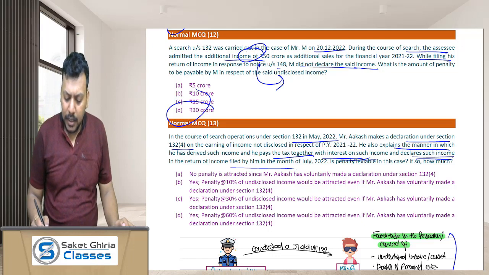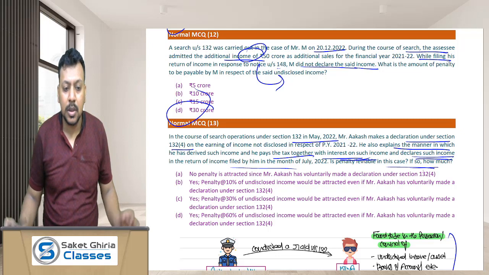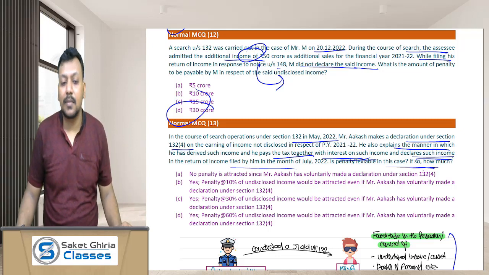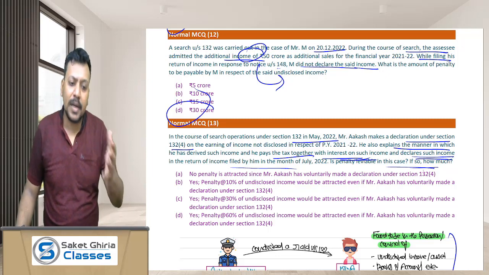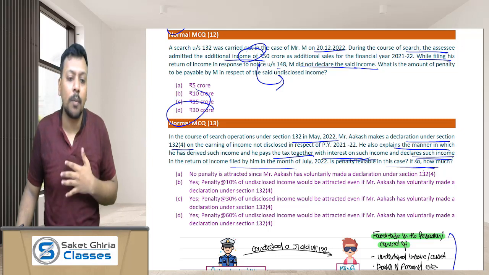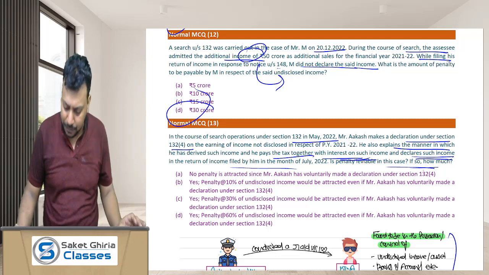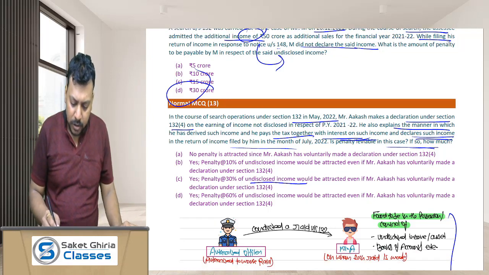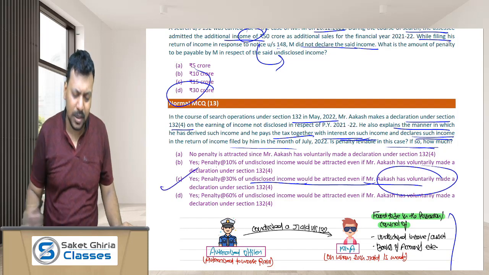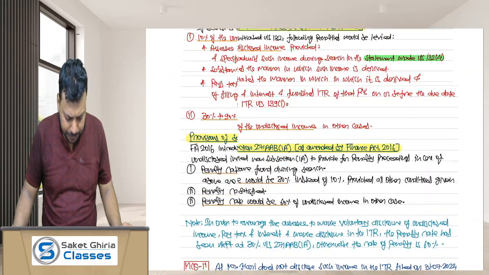Okay, is penalty leviable in this case? Sir, Mr. Akash has done everything. Should not government drop penalty in this case? No, sir, no. Penalty would be there, but yeah, we are giving you a reward in the form of lower rate of penalty, means 30% penalty. Otherwise penalty would be 60%. Okay, yes, penalty of 30% of undisclosed income would be attracted even if Mr. Akash has voluntarily made a declaration. So the correct option is C. Okay, without taking much time, moving further.